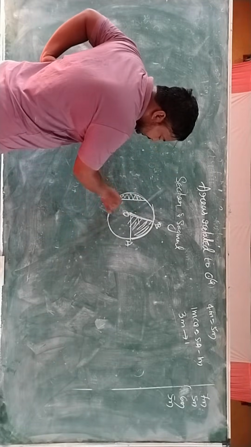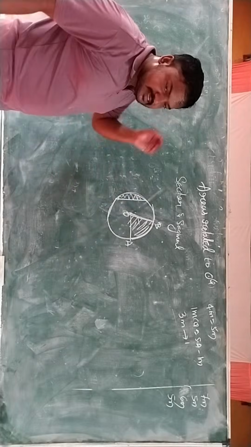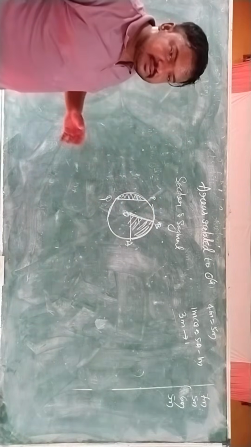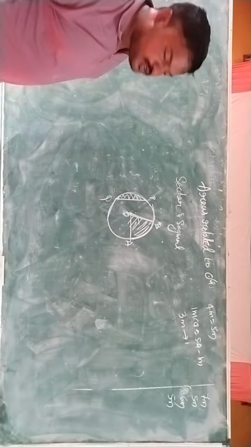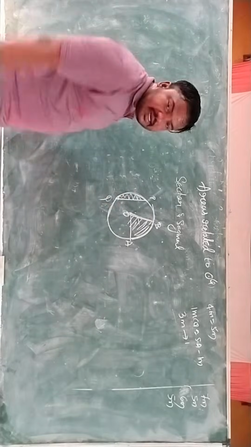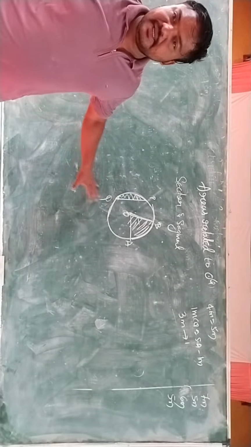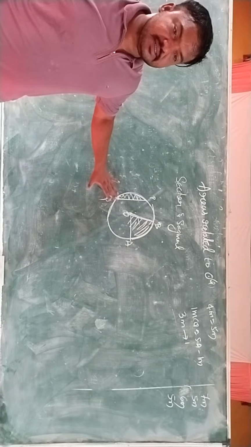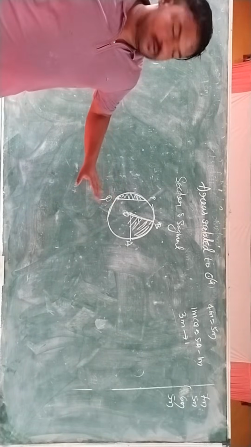And next, segment. This shaded region is called segment. What is segment? A region bounded by a chord and a corresponding arc is called segment, not sector. Segment.